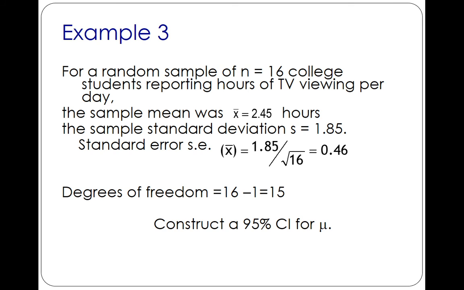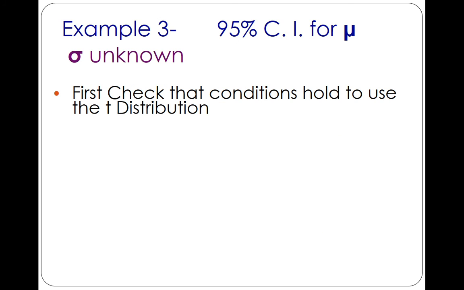So we could calculate the standard error. The standard error would be 1.85 divided by 16, which gives us 0.46. Our degrees of freedom is n minus 1. When you're doing a one sample, not a two sample, a one sample, you take one less than your sample size, and we construct a 95% confidence interval for this.